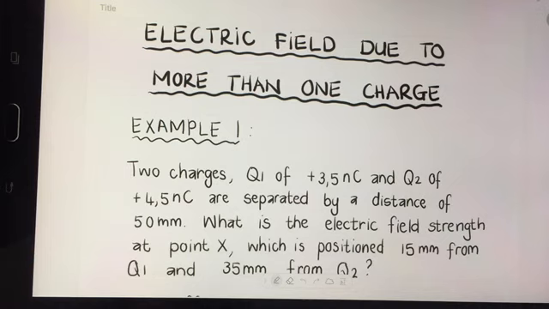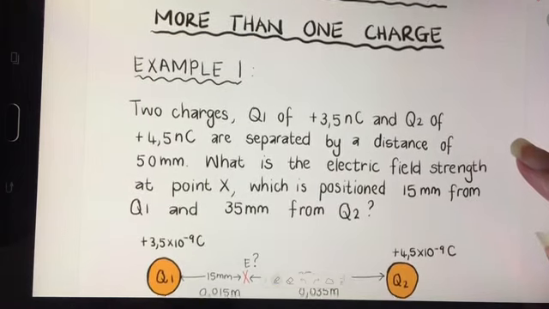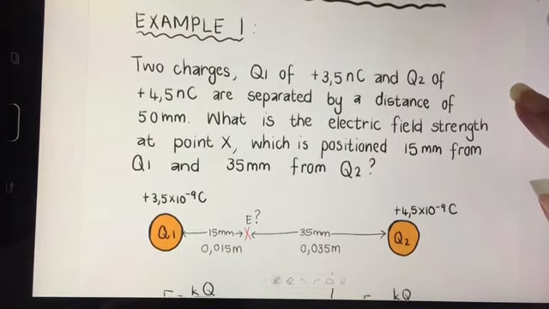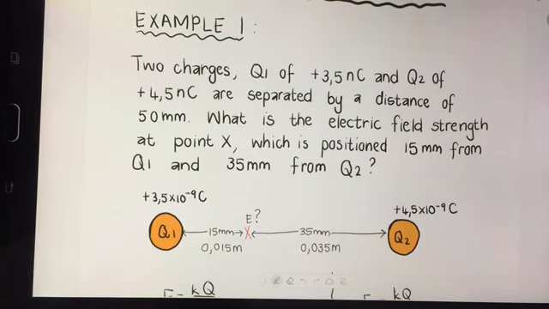My first example over here isn't from the textbook, so let's take a look at this. Two charges, Q1 of positive 3,5 nanocoulomb and Q2 of positive 4,5 nanocoulomb, are separated by a distance of 50 millimeters. What is the electric field strength at point X, which is positioned 15 millimeters from Q1 and 55 millimeters from Q2?